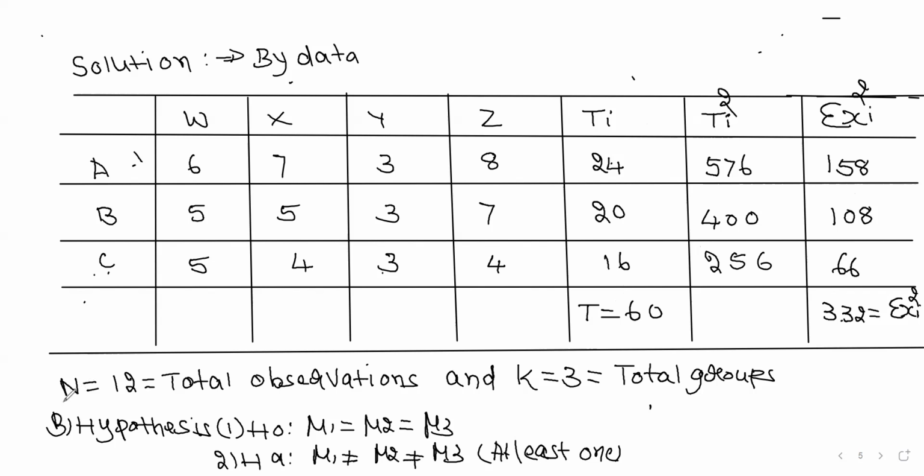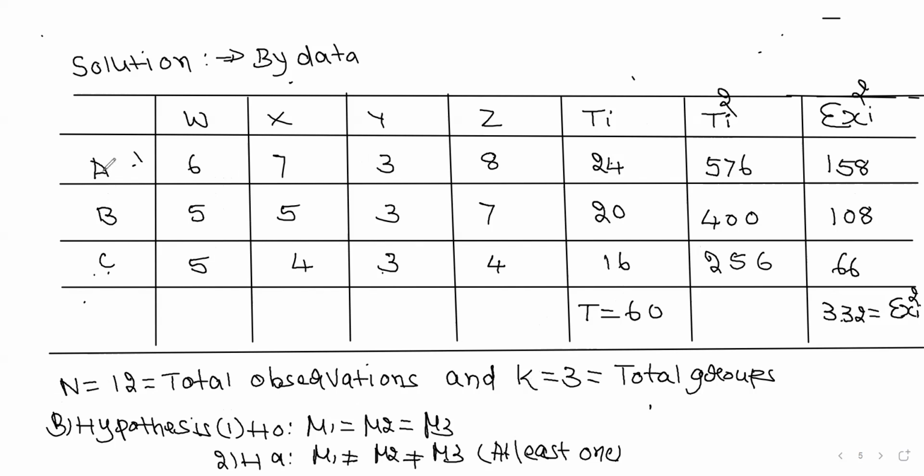Now next, look here, capital N. Capital N means sum of all the total observations. Total observations: 1, 2, 3, 4. And here 1, 2, 3. 4 into 3, 12 observations are there in the table. And sometimes it may be 20. Sometimes it may be 24. Depends upon the question. Okay. Then K.